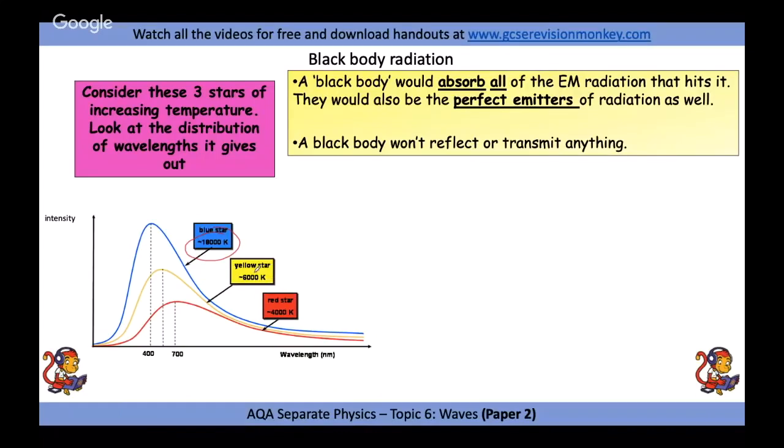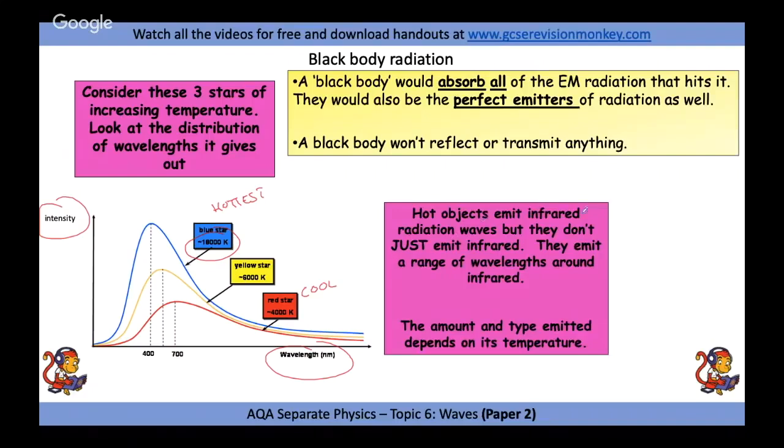Ignore the Kelvin, it could be Celsius equally. So we can see that the blue star is the hottest, and we can see the red star is the coolest. Let's have a look at these different wavelengths of EM waves that they're giving out. And here we've got intensity, basically meaning brightness. So what can we see here?